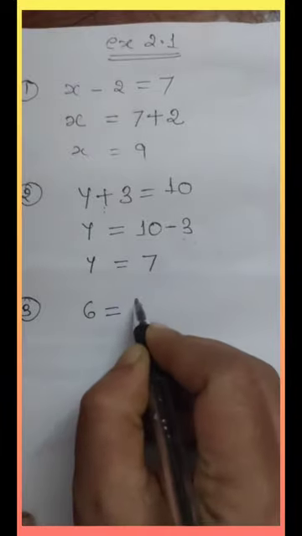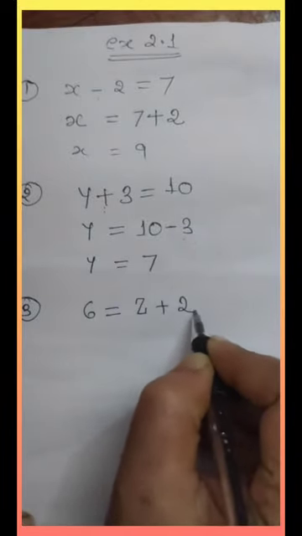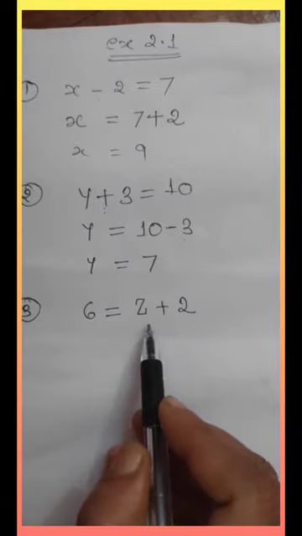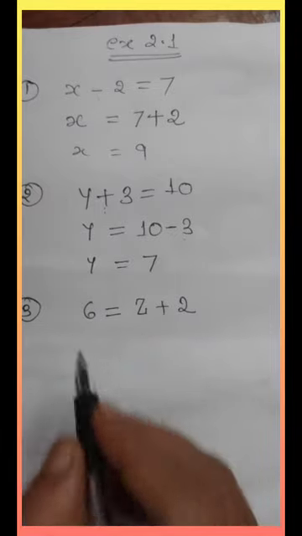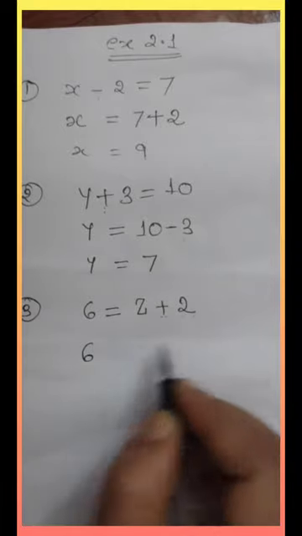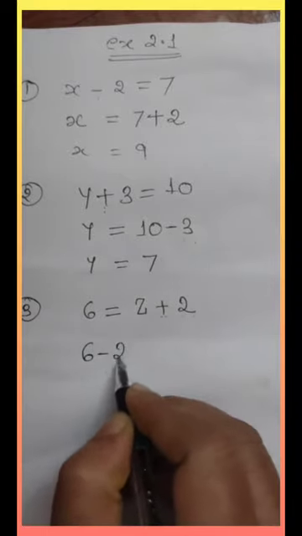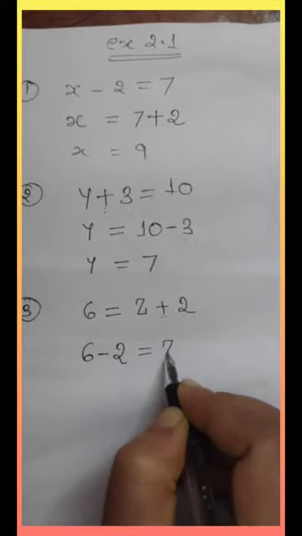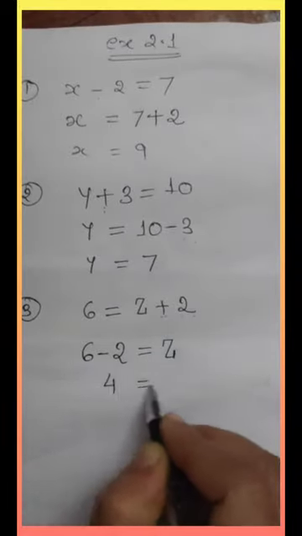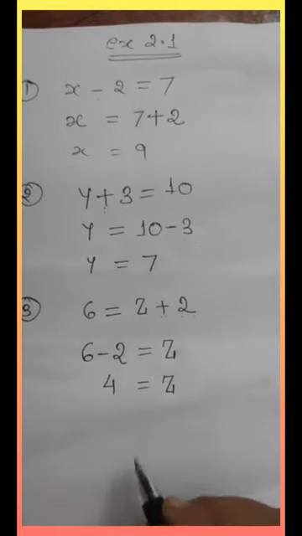6 is equal to z plus 2. In this case, z, the variable, is on the right hand side. So we keep the variable on its side. Right, 6, this addition plus 2 gets transposed to the left hand side, becomes minus 2. z remains on its side. 6 minus 2 is 4. Therefore, z is equal to 4.